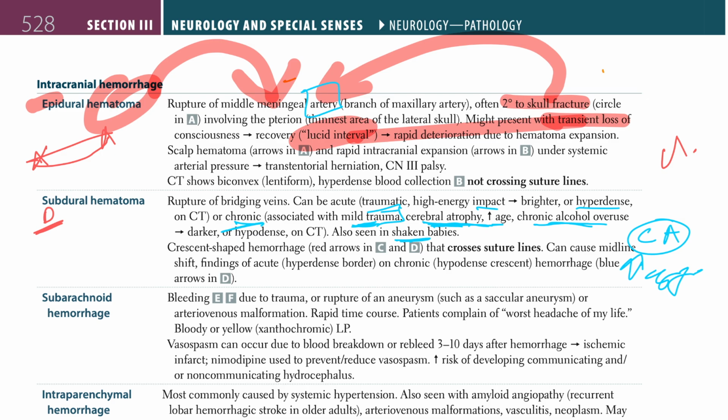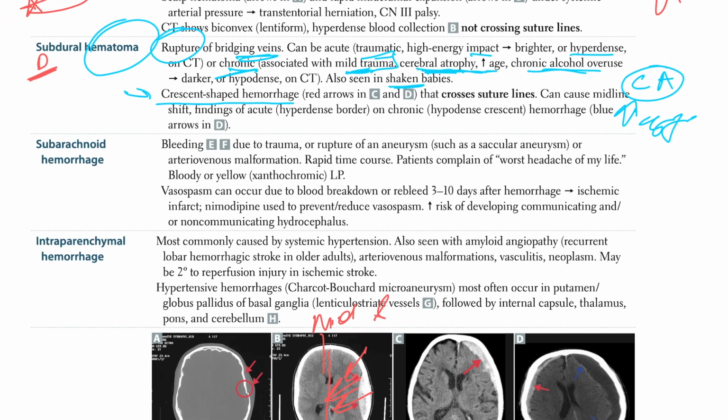Also seen in shaken baby, same thing here. Shaken baby syndrome, right? With shaken baby syndrome, you have again the bridging veins. They can rupture, causing hematoma formation. This is going to look like a crescent-shaped hemorrhage. Let's look at it in the picture. A crescent without a suture line, so it crosses the suture line. Because it's under the dura, it crosses suture lines. It's a crescent shape. Just look at the picture D and C. Okay, here.